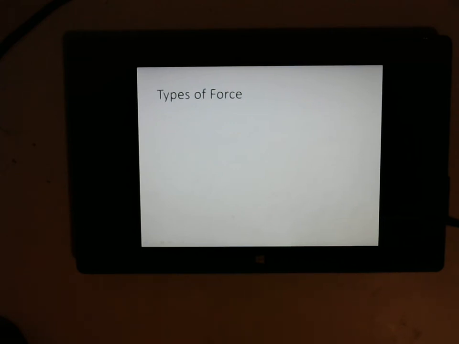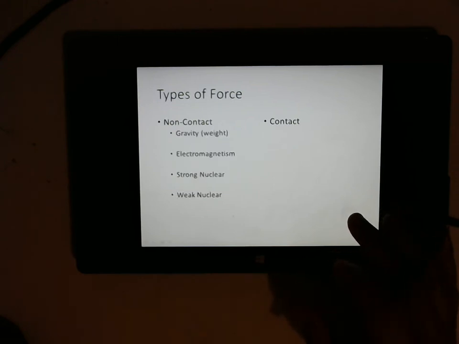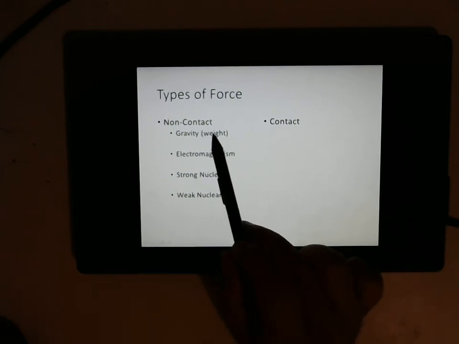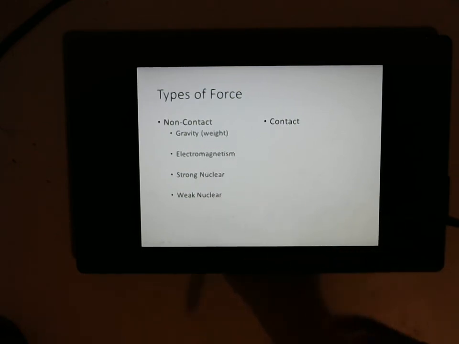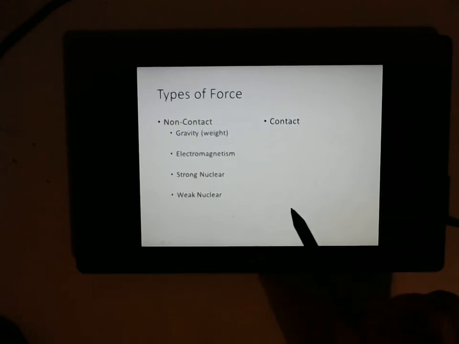Now forces are generally split into two groups, contact and non-contact forces. Now the non-contact forces are the big ones of the universe. So we're talking about gravity, the electromagnetic force, the strong nuclear and the weak nuclear force. And when we talk about gravity, we're going to be talking about this force called weight. And we'll talk about that a little bit longer, so you haven't covered that yet. The first two we're fairly familiar.